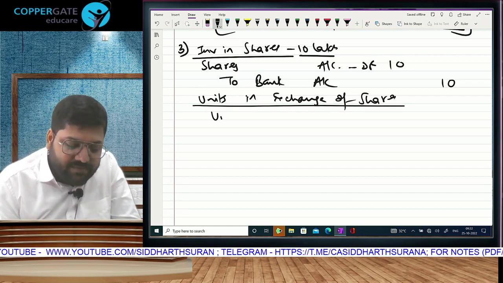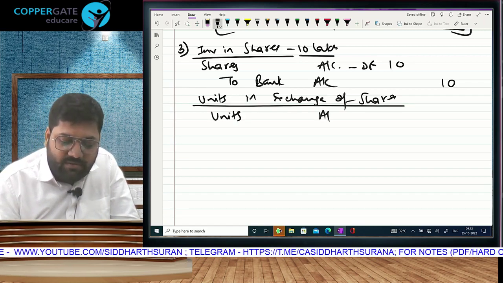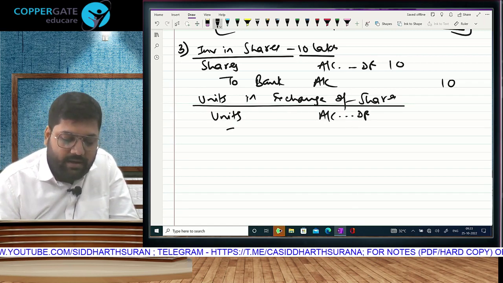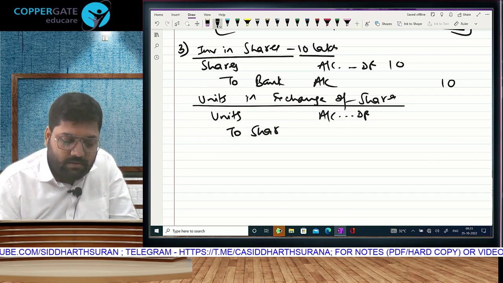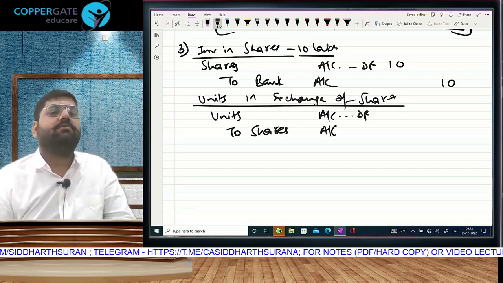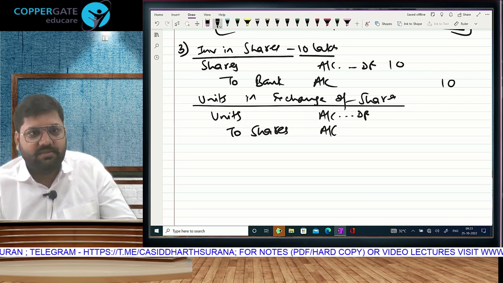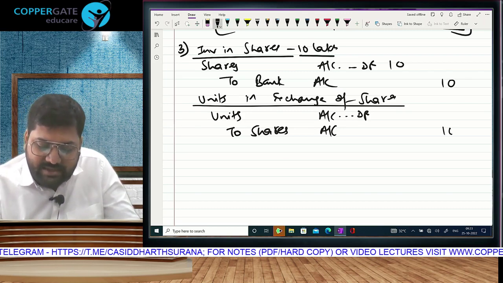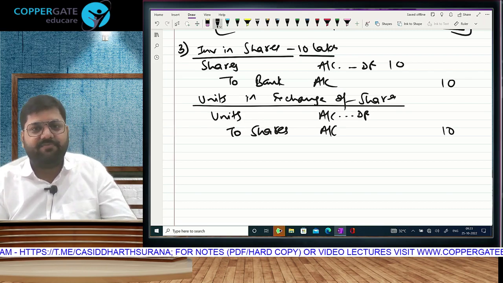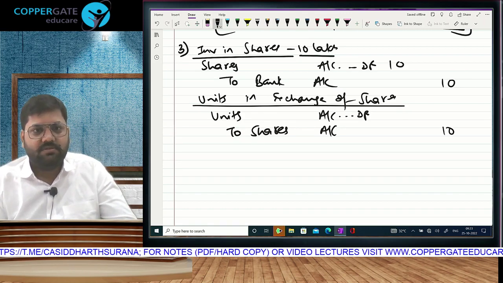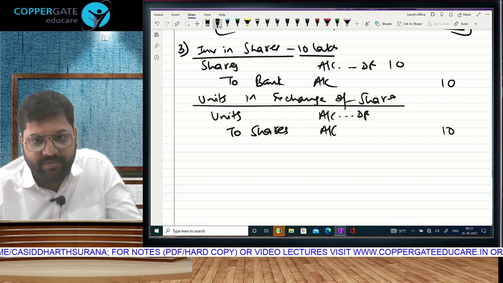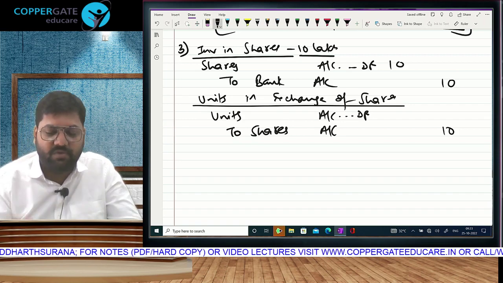So this is very simple. Debit what comes in? Units account debit, and credit what goes out. Units account debit to shares, this is easy. You have to agree that shares account has to be credited by 10 because we have to remove the full amount from accounts. It has to be 10, it cannot be any other figure. Shares account ka 10 only you have to write.